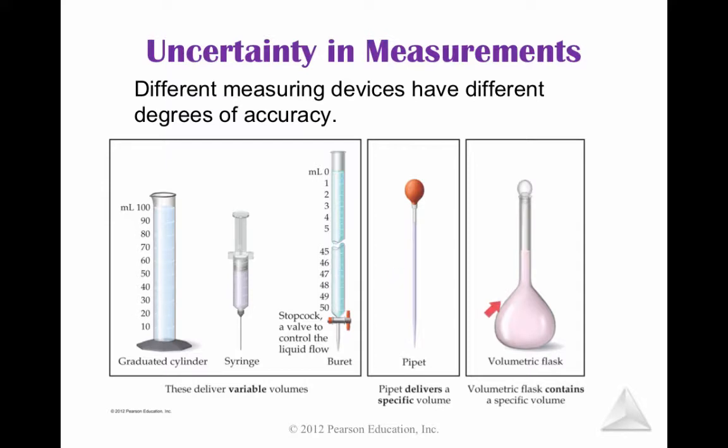If we need to deliver exactly 1 milliliter, a lot of times we're going to use these pipettes. Or you can use a volumetric flask, which contains a specific volume. So we use these volumetric flasks when we're making solutions. If we need exactly 1 liter of solution, we use a volumetric flask.